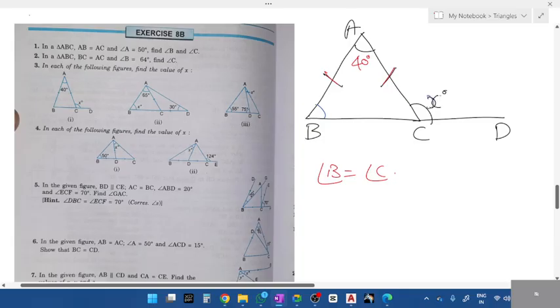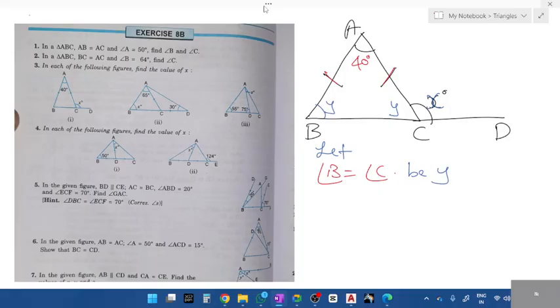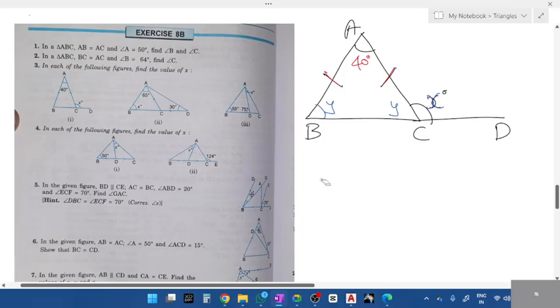But already X is given outside. You can take some other alphabet. You can take, let angle B equal angle C. Can we take Y? Yes, you can take Y. Apply the interior angle concept now. Apply interior angle. Find the value of B and C.